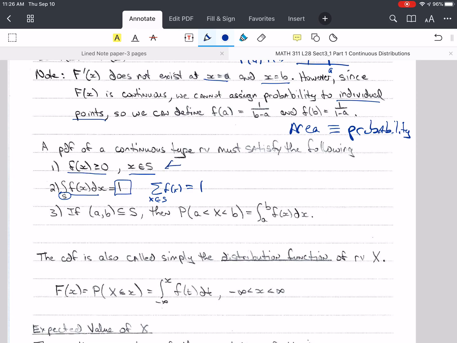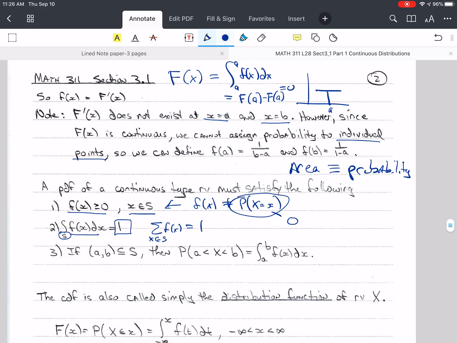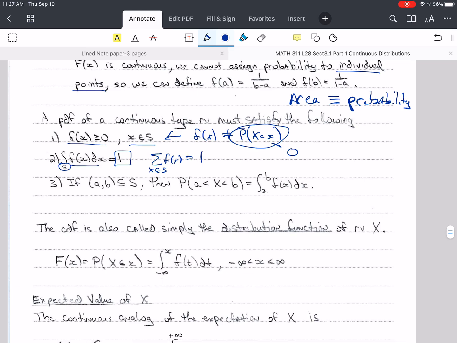Now, it's not true that f of x is equal to the probability that X equals x. In fact, this quantity, as I just mentioned, is 0, and it's always 0 for any value of x. Again, we could go back to this right here where we showed that. So if the interval ab is contained in the support of X, then the probability that X is between a and b is given by this integral, which is also, by the fundamental theorem of calculus, F of b minus F of a, the CDF.